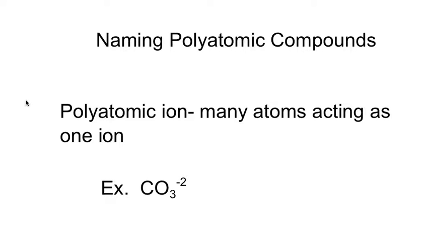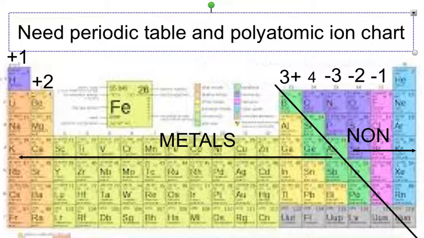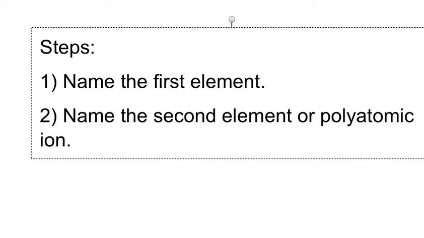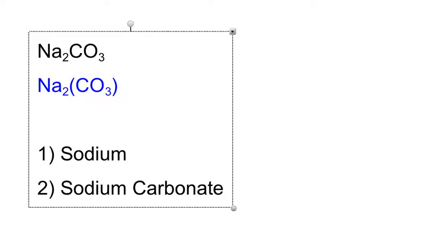Now, in order to name polyatomic compounds, you're going to need a couple of things. First off, you're going to need a periodic table. And then you're going to need a polyatomic ion chart. Now, this chart can be found on either the internet or something that I've given you. Steps are super easy. Step 1, name the first element. Step 2, name the second element or polyatomic ion. Well, let's get into this and see exactly what we're talking about.